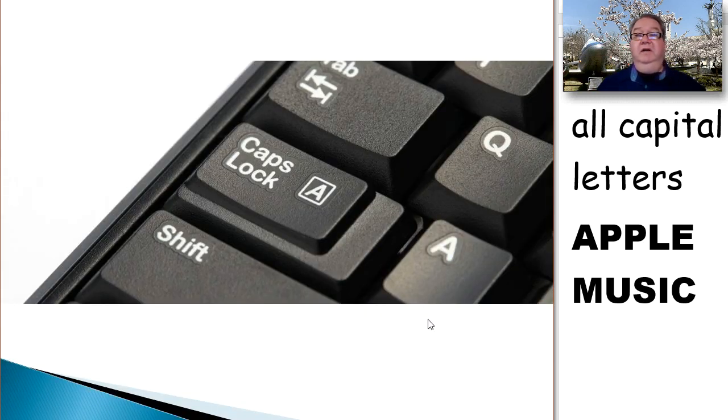How do you get all capital letters? If you're typing, you can use the caps lock key. Caps here again stands for capital letters. So caps lock locks it in position so that everything you type is in capital letters. If you just want one capital letter, of course, you hit the shift key. That shifts up to the uppercase, okay?